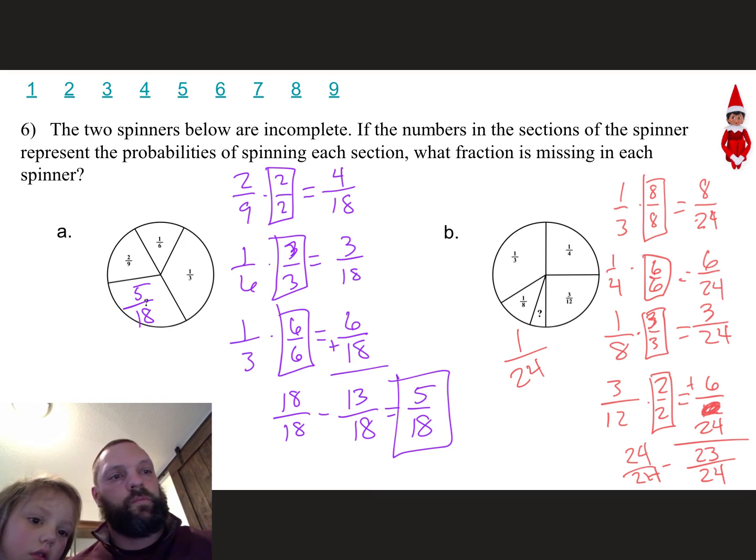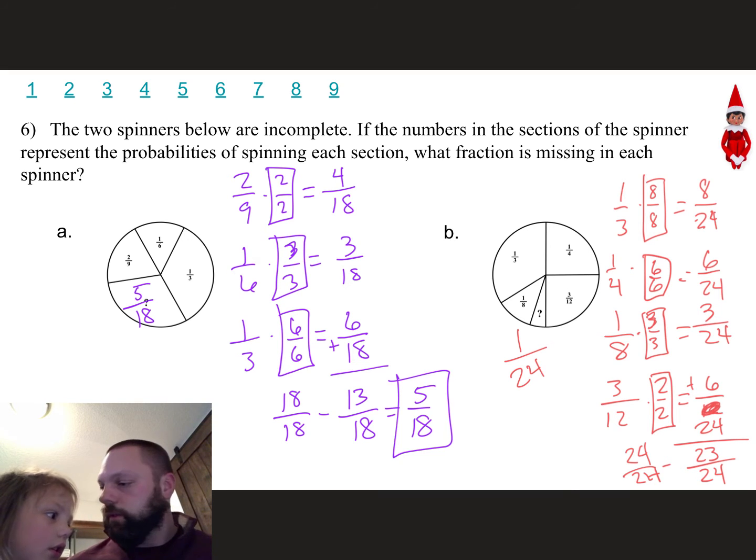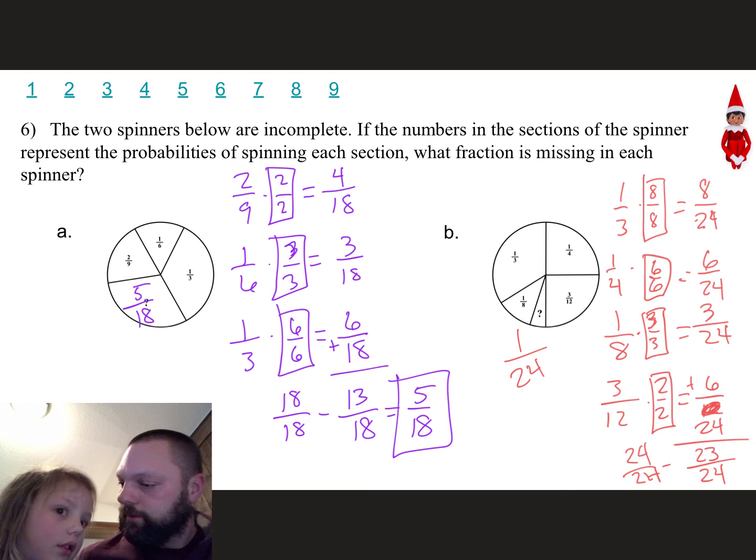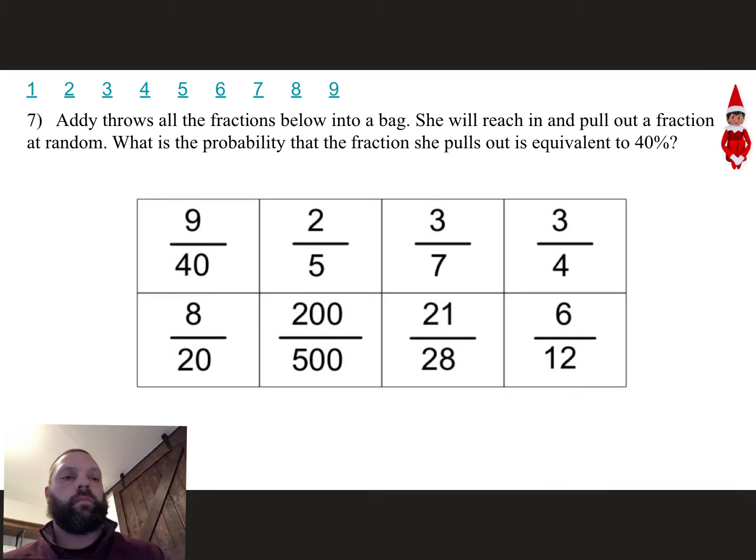1/24. Okay? Penelope, you want to wish them good luck on their test? How can we raise them? Okay. All right, let's take a look at this one.